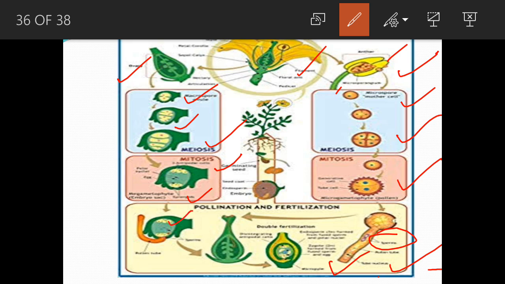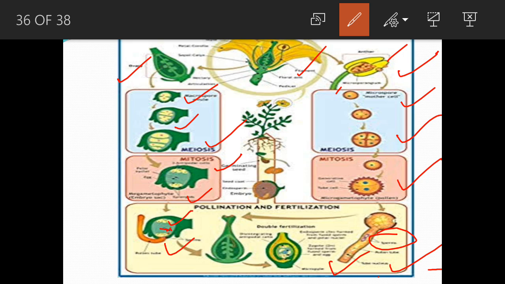3 will remain towards one pole, that is towards the chalazal end. 3 will remain in the micropylar region. 1 from each will come in the center and form the polar nuclei.